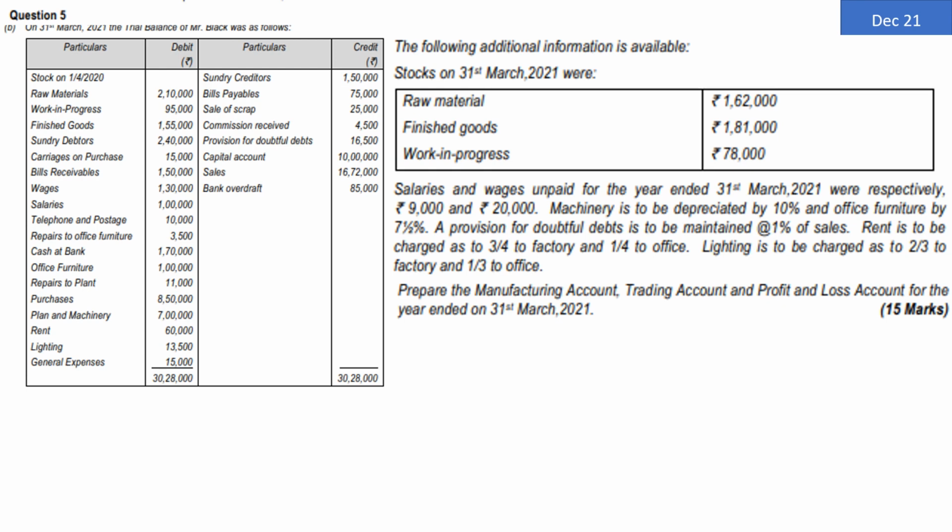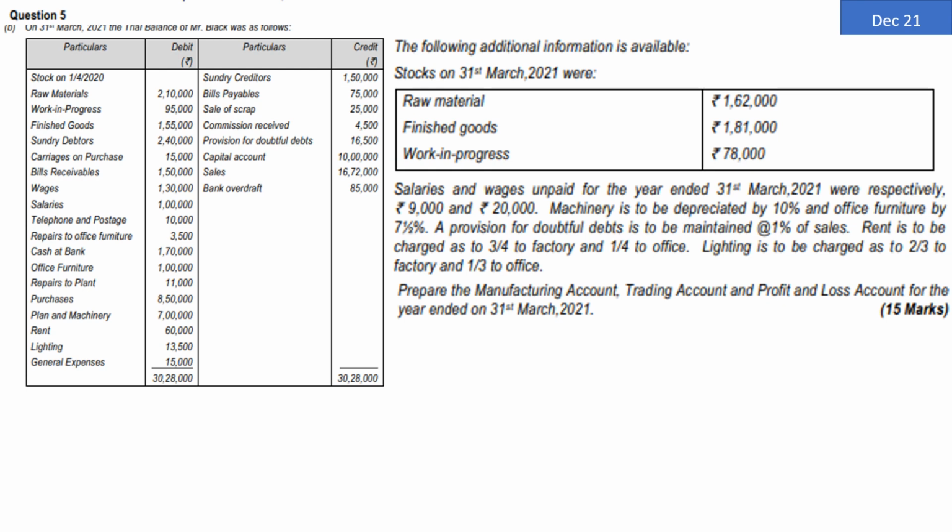Rent is to be charged as to 3/4 to factory and 1/4 to office. Lighting is to be charged as to 2/3 to factory and 1/3 to office. Prepare the manufacturing account, trading account and profit and loss account for the year ended 31st March 2021. It's a 15 mark question, a relatively easy question.